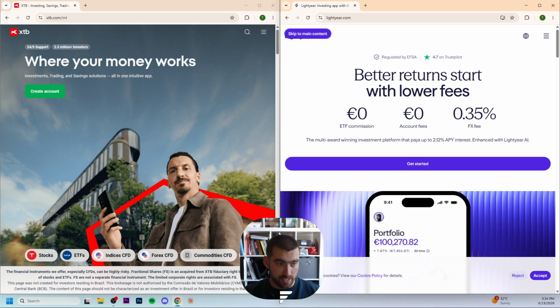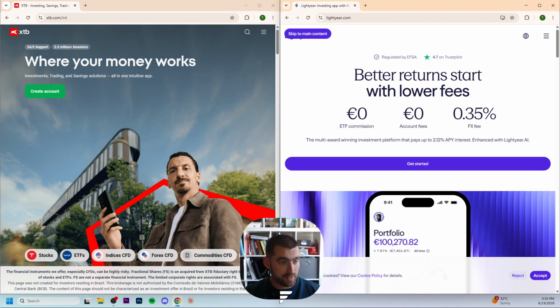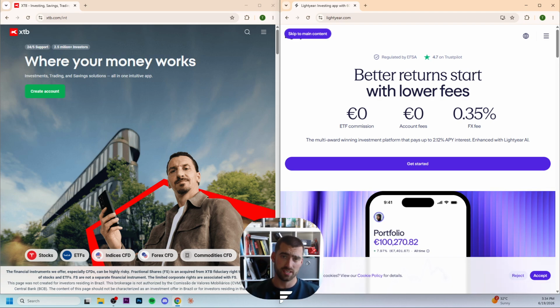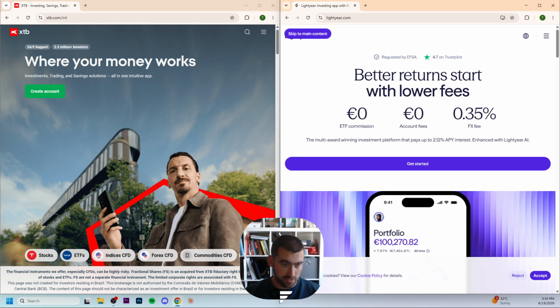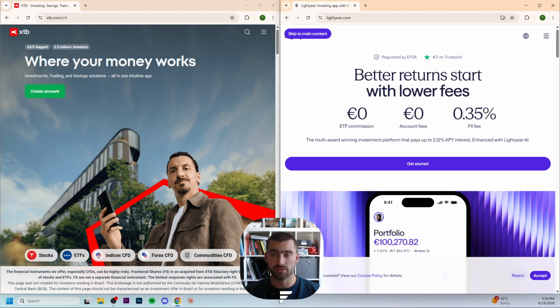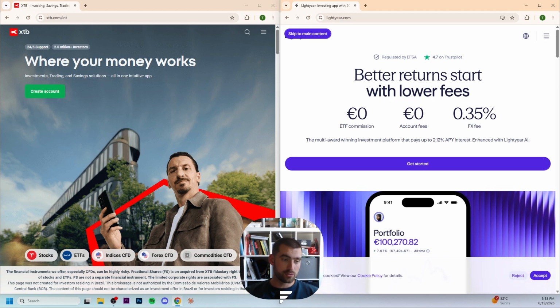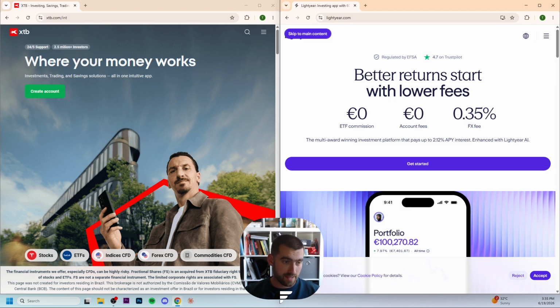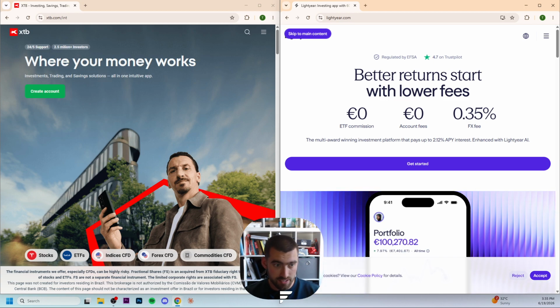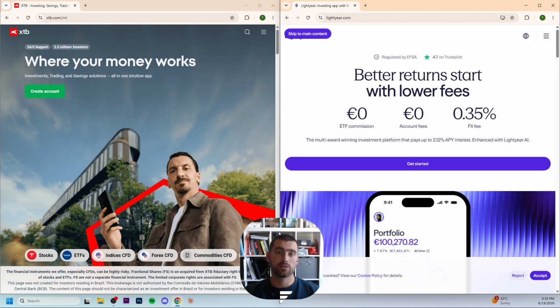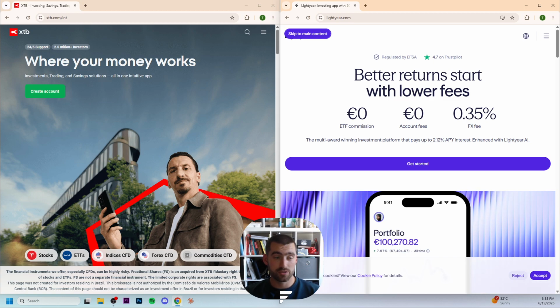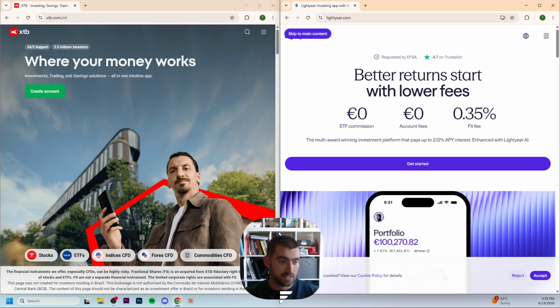Then if we look to the trading tools, on XTB they have advanced charting, CFD, stocks and ETFs, and on Lightyear they have stocks, ETFs, multi-currency investing and cash interest features. Then if you look to the interface, on XTB they have a trader-focused and streamlined interface, and on Lightyear it's clean, modern and beginner-friendly.